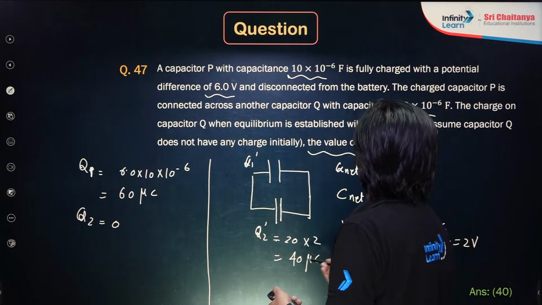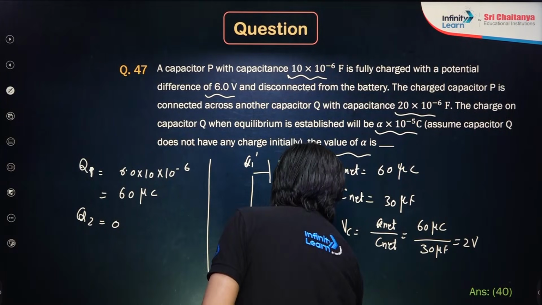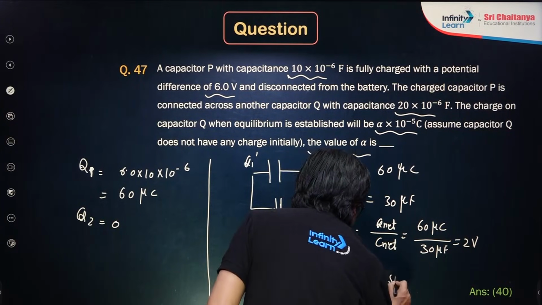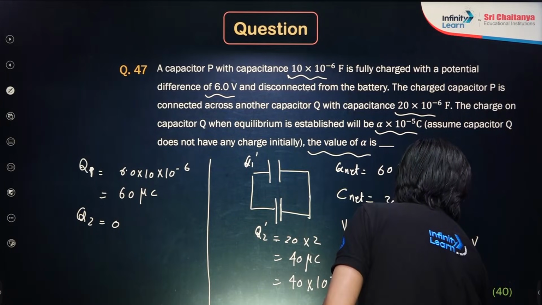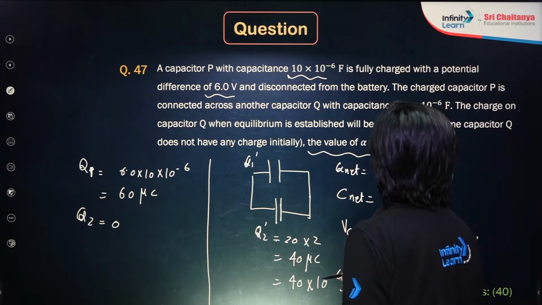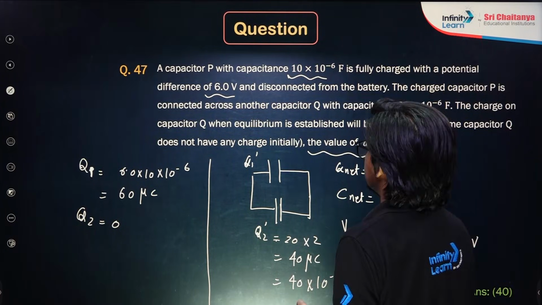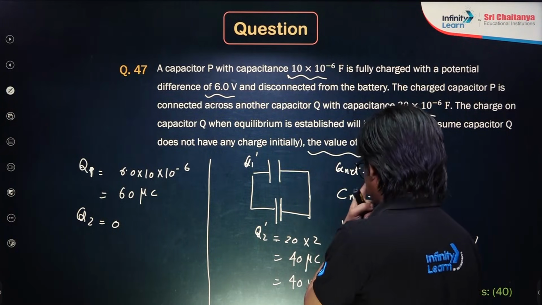So 40 into 10 raised to the power minus 6. You can write it as 4 into 10 raised to the power minus 5, and you can write it as alpha into 10 raised to the power minus 5 coulomb. So alpha is actually equal to, one second, alpha into 10 raised to the power minus 5. Okay, I am getting 4 into 10 raised to the power minus 5.